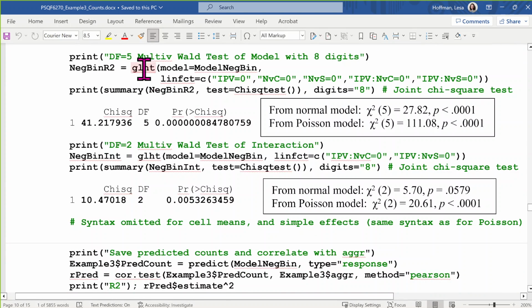And then we have the chi-square results for the multivariate Wald test for the model, as well as for the interaction from before.